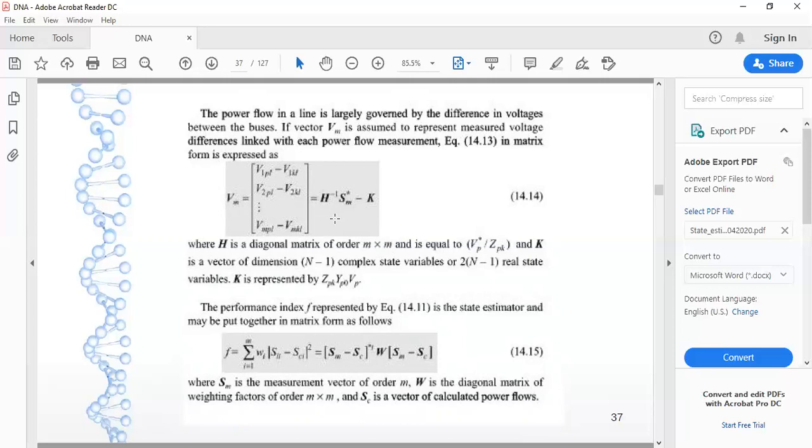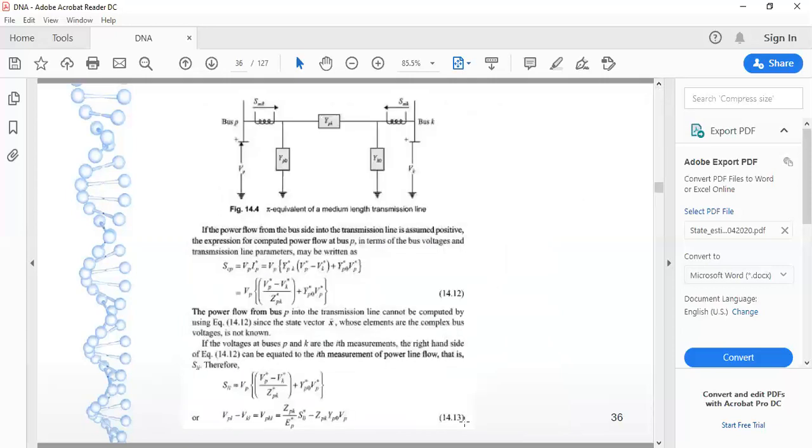What exactly we are doing is that H inverse Sm conjugate minus K should be written. This equation 14.14 is determined from equation 14.13. The multiplier of SLI conjugate is Zpk divided by Ep conjugate. So the inverse of this means H is equal to Ep by Zpk, or Vp by Zpk. Over here, if the angle is 0, then Ep is equal to Ep conjugate. If the angle is delta, then we have to take care of this. So H is nothing but the bus voltage divided by the impedance of that line.